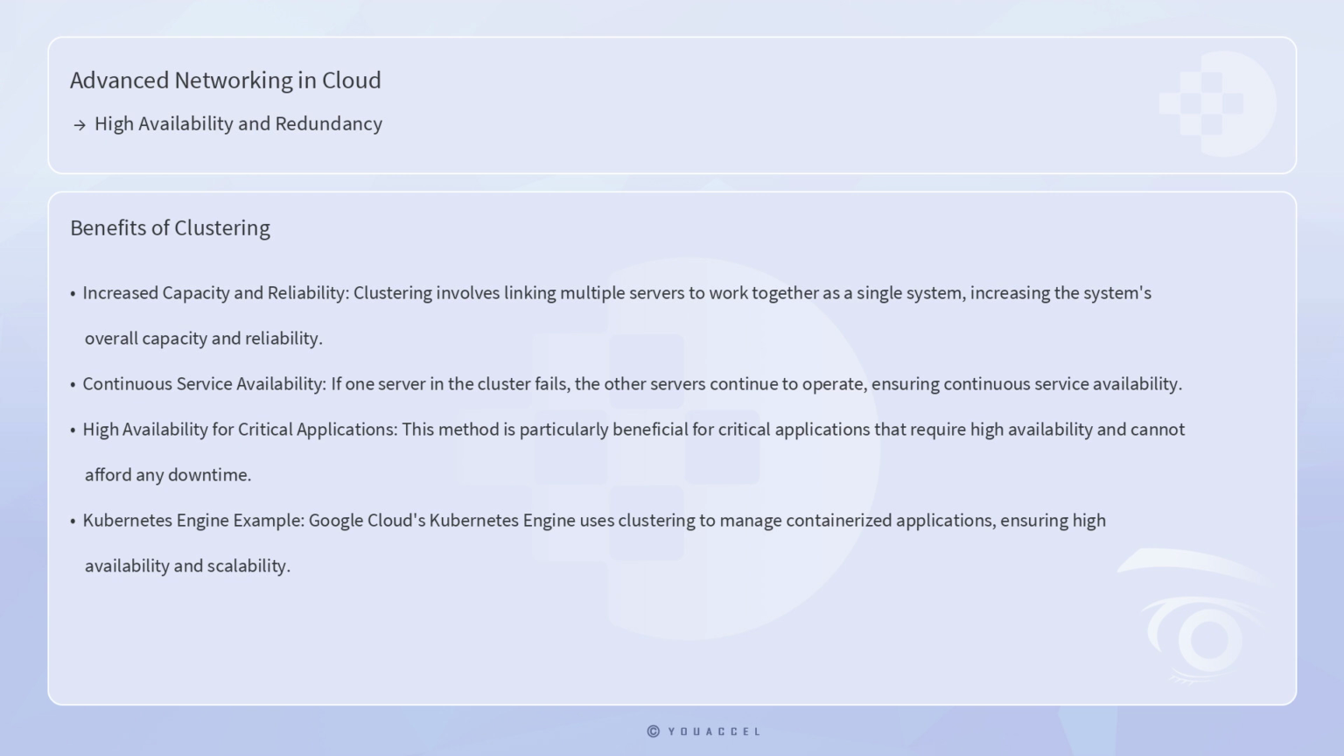Clustering involves linking multiple servers to work together as a single system, increasing the system's overall capacity and reliability. If one server in the cluster fails, the other servers continue to operate, ensuring continuous service availability. This method is particularly beneficial for critical applications that require high availability and cannot afford any downtime. Google Cloud's Kubernetes Engine, for instance, uses clustering to manage containerized applications, ensuring high availability and scalability.